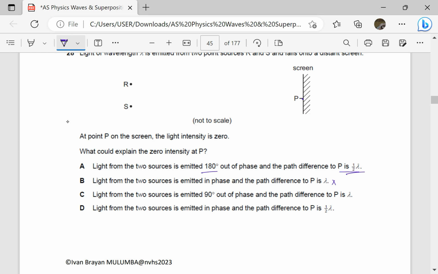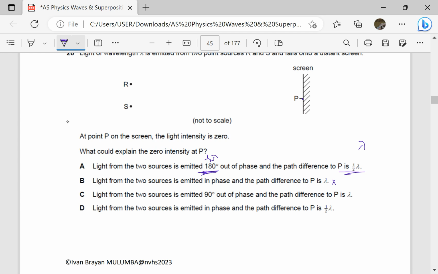By the way, this one is also constructive because the phase difference was 180 degrees out of phase, and yet the path difference to P is a half lambda. It means there will be constructive interference because this is half a cycle ahead, and then the path difference is half, so half plus a half is lambda, so that is constructive. Where we expect a minima, if the sources are 180 degrees out of phase and not 0, it becomes a maximum. Where we expect a maximum, if the sources are 180 degrees out of phase, then it will be a minima.